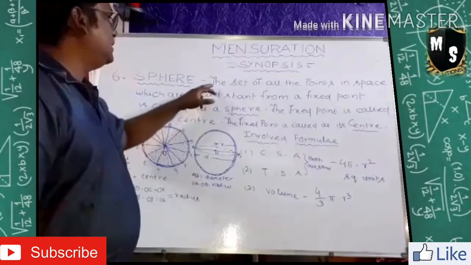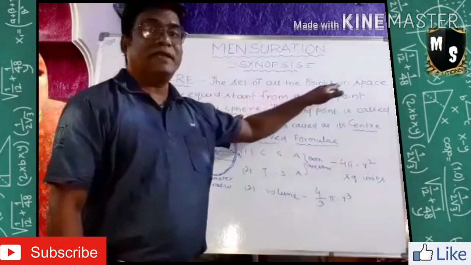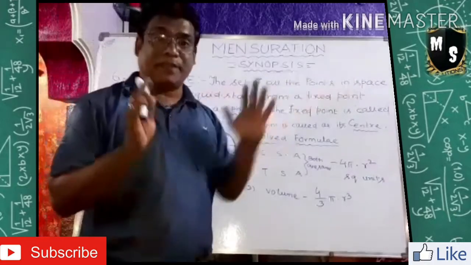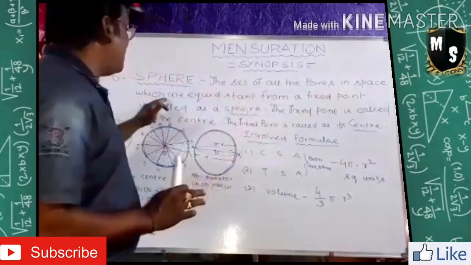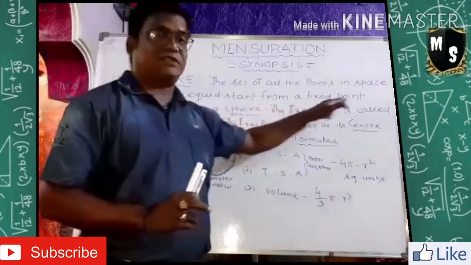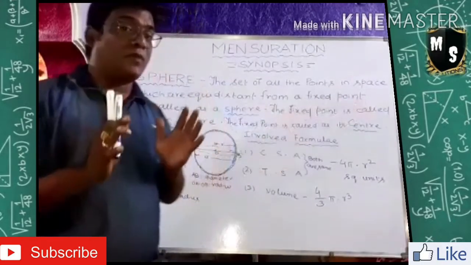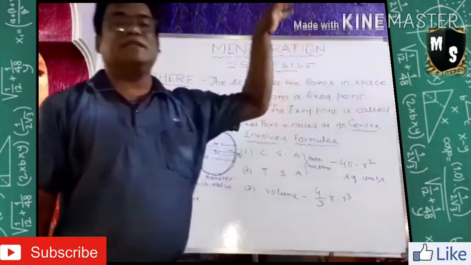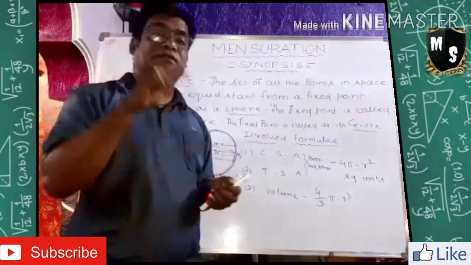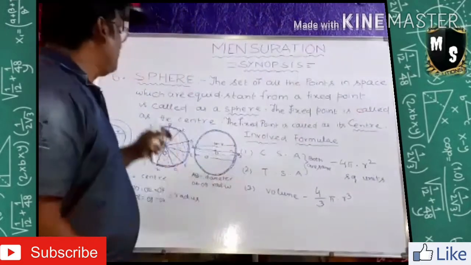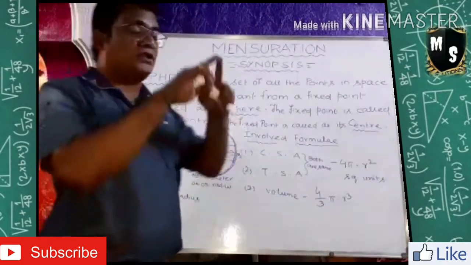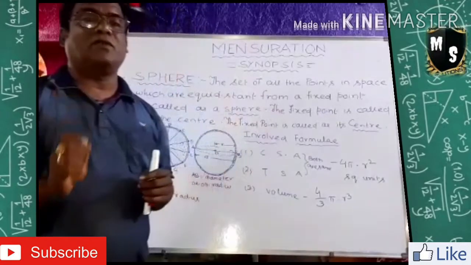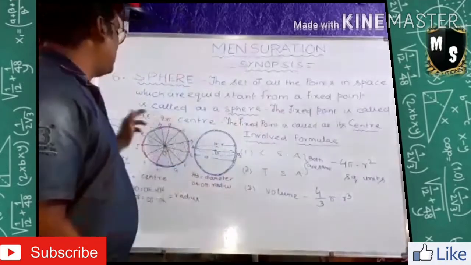So the definition is the set of all the points in space which are equidistant from a fixed point. So which points are equidistant? The points in space. You are imagining some points in space which are equidistant from a point. If you join those points, then the solid shape that comes is called a sphere.